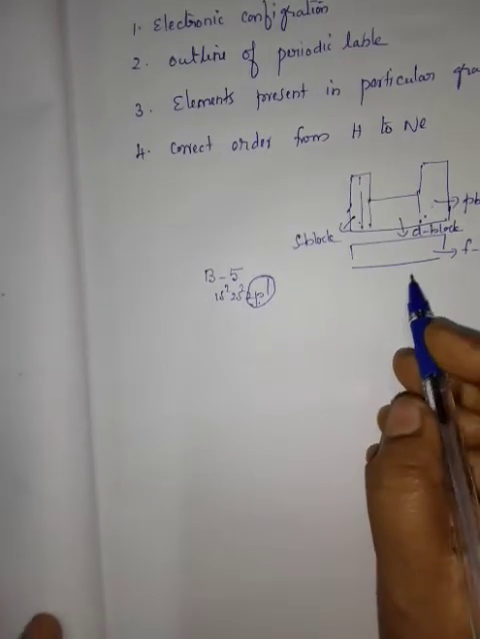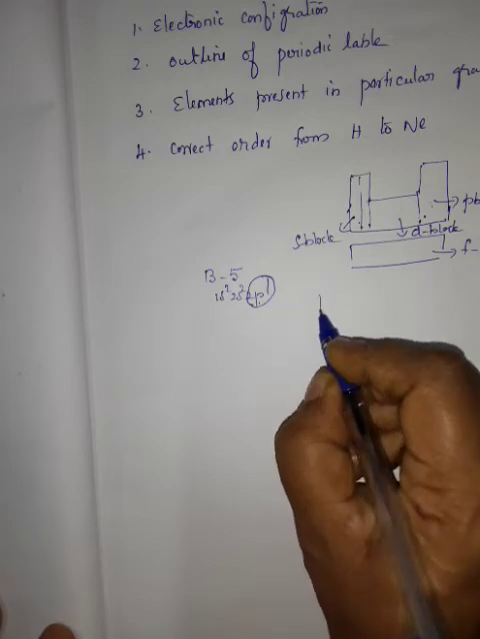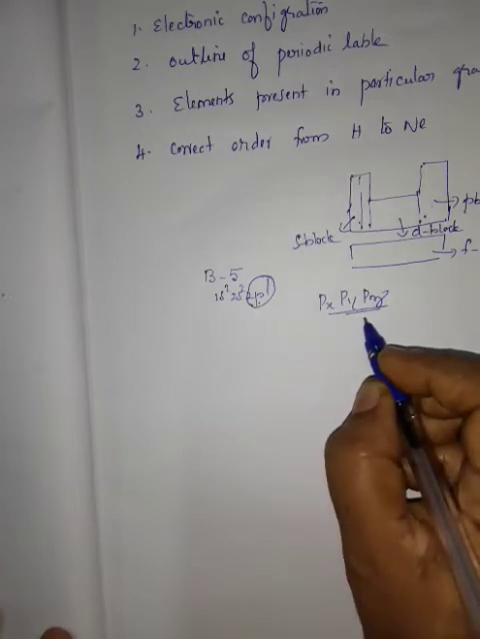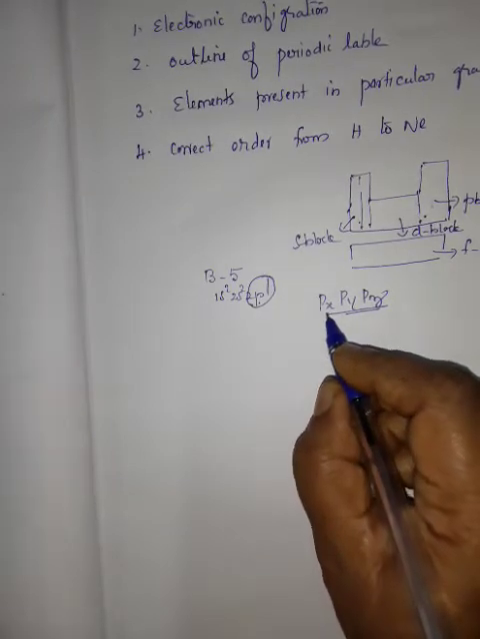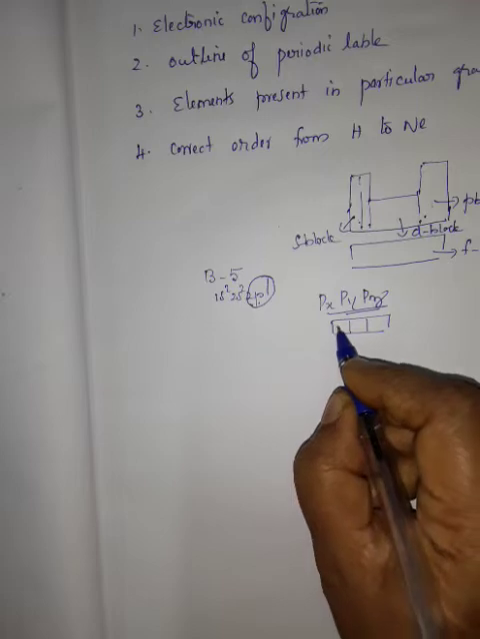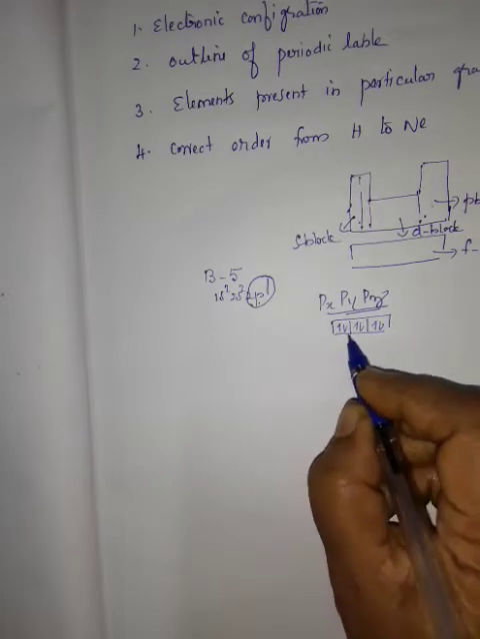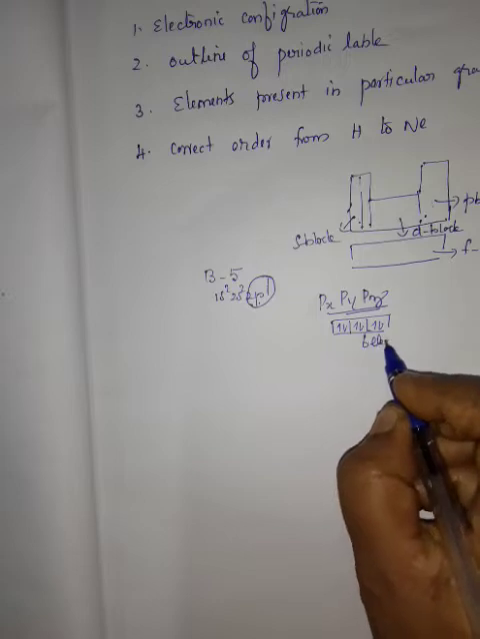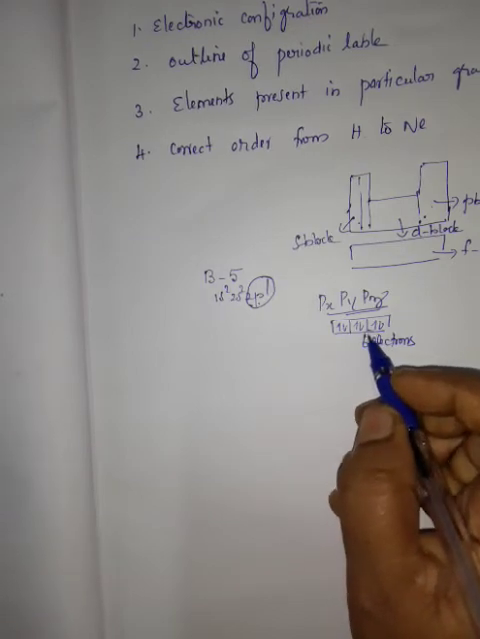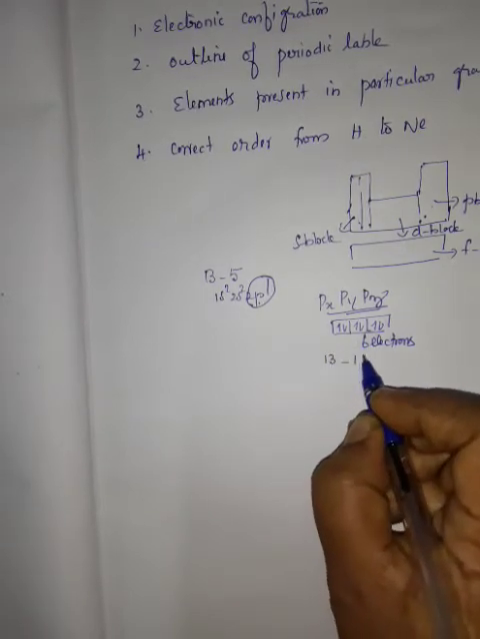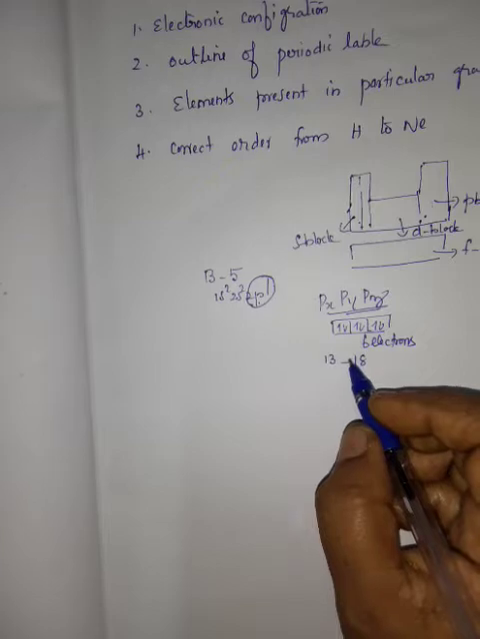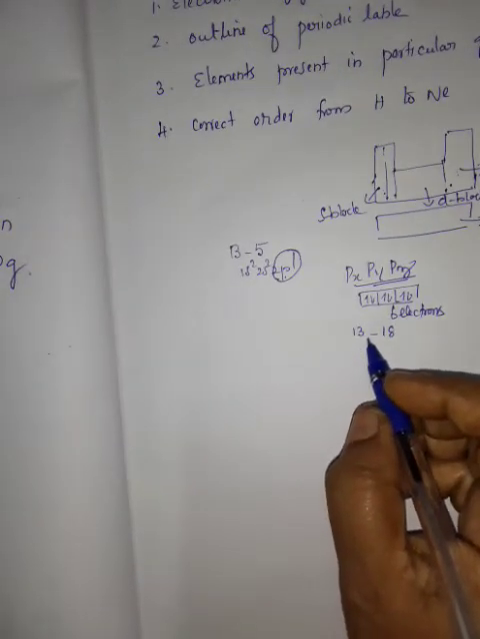So totally, how many p orbitals are there? You know, px, py, pz. Three p orbitals. One p orbital contains a maximum of 2 electrons. So px, py, pz contain a maximum of 6 electrons. Since there are 6 electrons, there are 6 groups, starting from the 13th to the 18th group. I'll show that it is given clearly in the book.